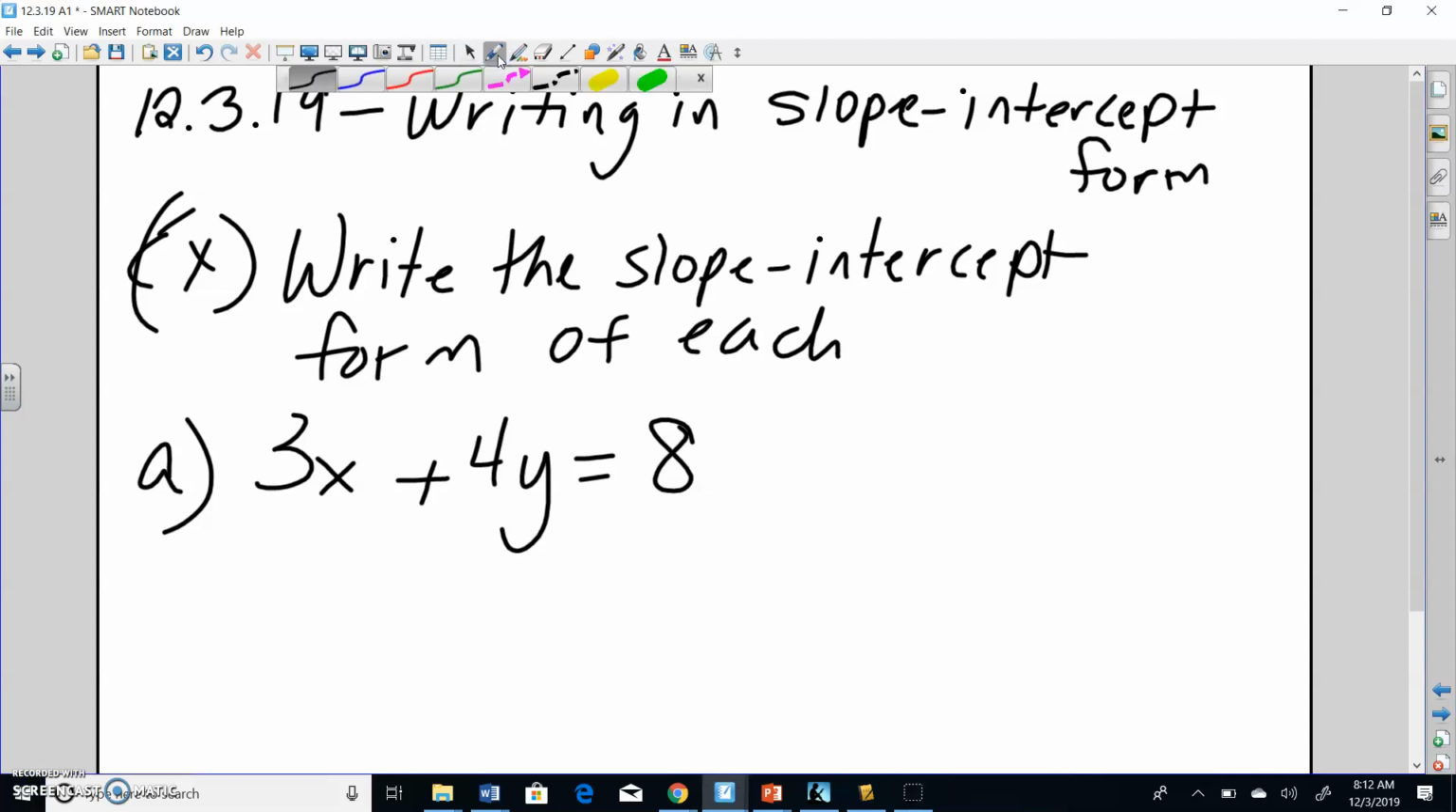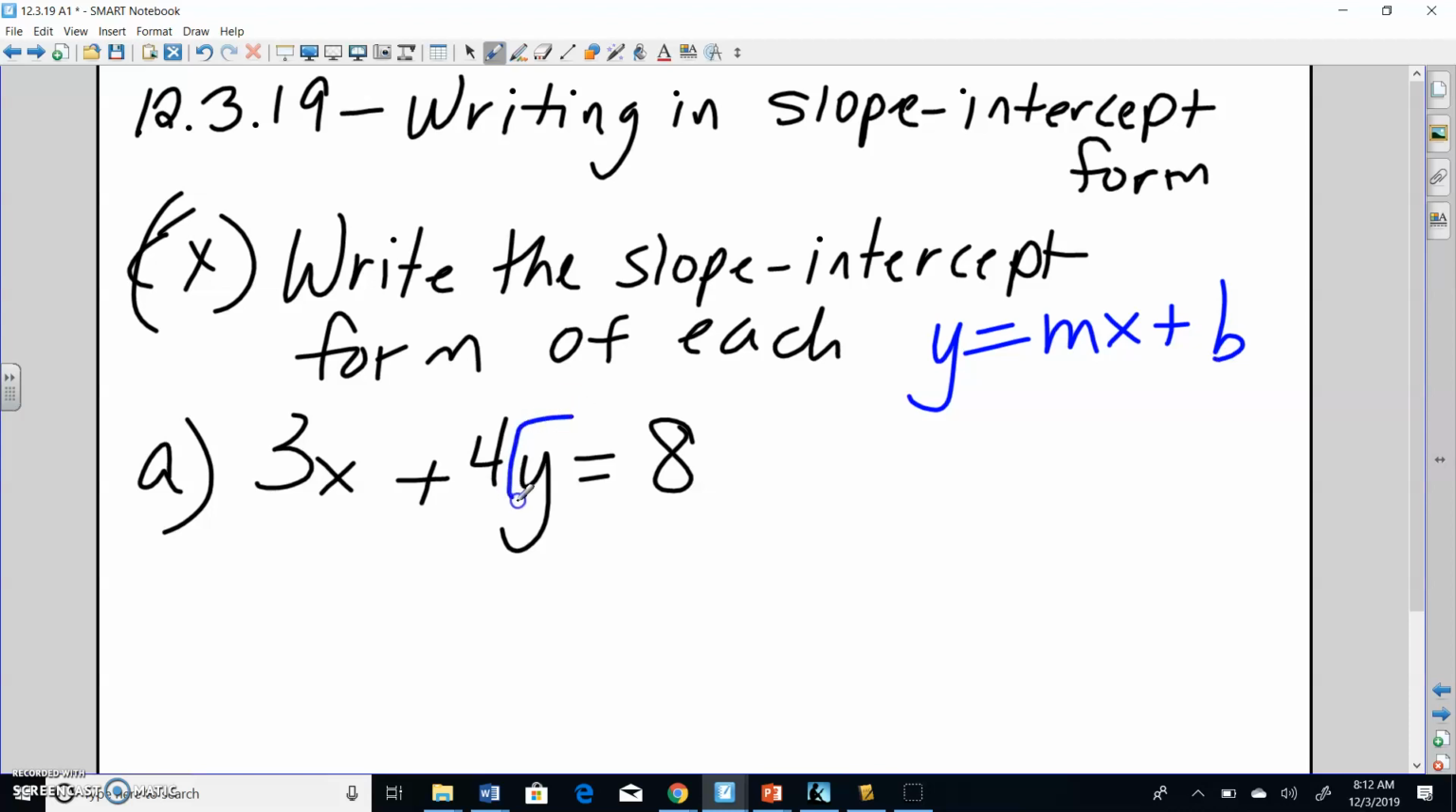Okay, so in order to get it in slope-intercept form, let's remember slope-intercept form looks like this. And we have one y on one side by itself, everything else on the other side. So what we want to do is work with this equation so that all we have on the left side is y. No 4, no 3x, no 8. All we have is y. So we have to get rid of the x first.